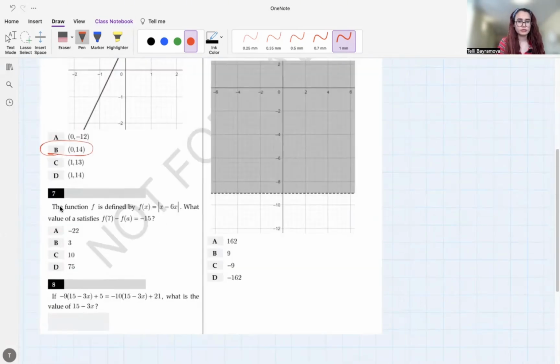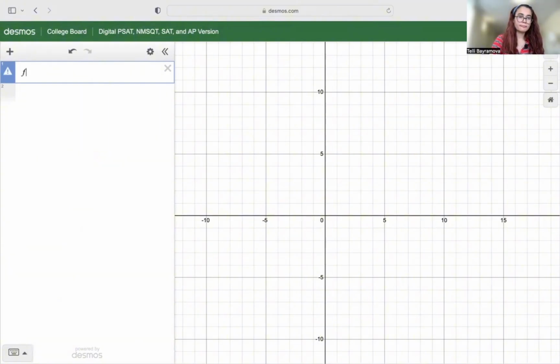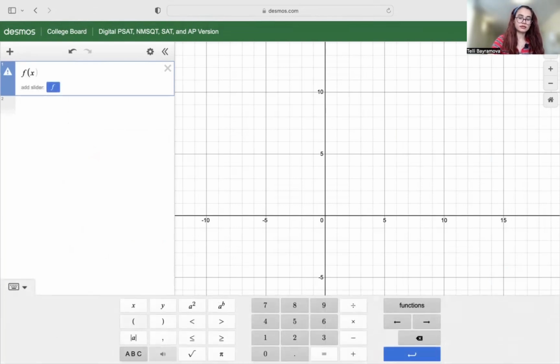And now let's look at question 7. The function f is defined by f of x. Okay, and we need to find f of 7 minus f of a equals negative 15. So we can find f of a equals what? f of 7 plus 15. Now let's go to Desmos and find it. Okay, so f of x equals x squared minus 6x.